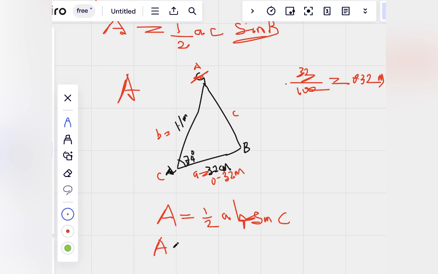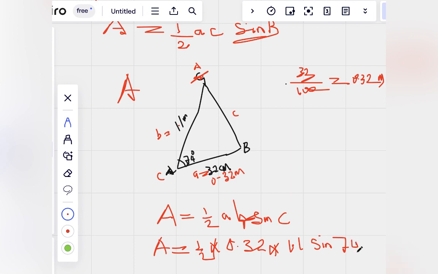So we key the values into this formula. Area is equal to half, side a, small a, is 0.32, so half times 0.32, times side b, small b, is 1.1, so times 1.1, times sine of the angle, sine 74.